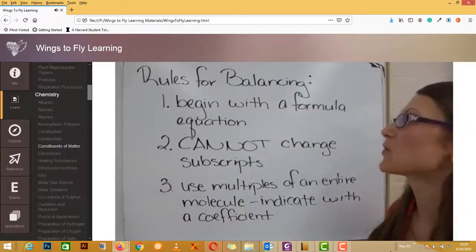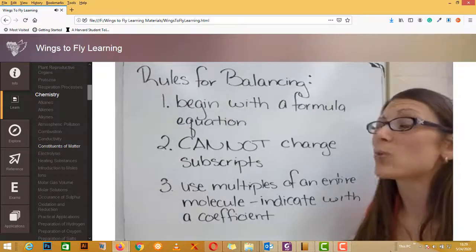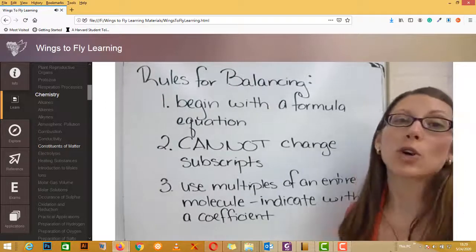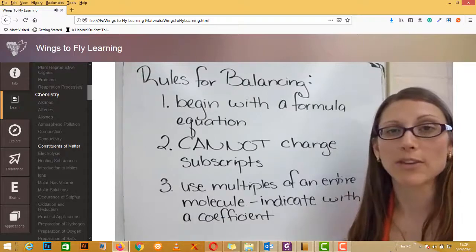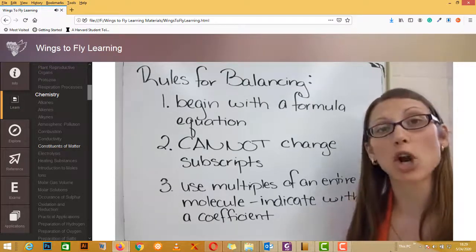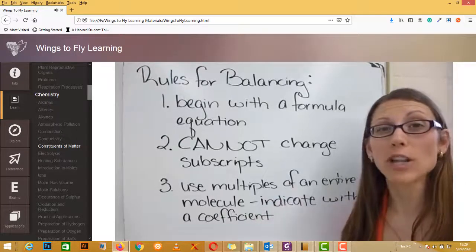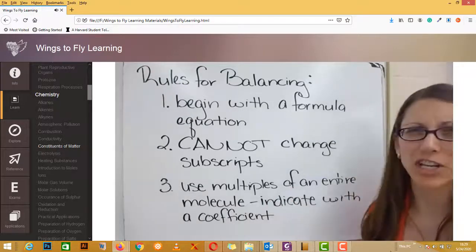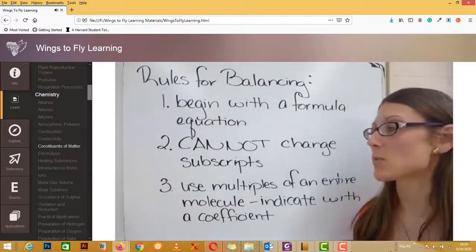So here are some rules for balancing equations. First, we have to begin with a formula equation, and it's really important that you have the right subscripts on all your chemical formulas. So for a covalent compound, make sure your prefixes are reflected in the subscripts of the compound. For an ionic compound, make sure that you have balanced the charges on the cation and on the anion. Once you have that formula equation with your subscripts, don't change them. You can't change the subscripts. That changes what molecule it is, and the identity of the compound is different, so we can't do that.